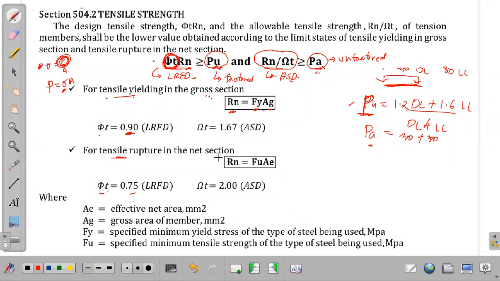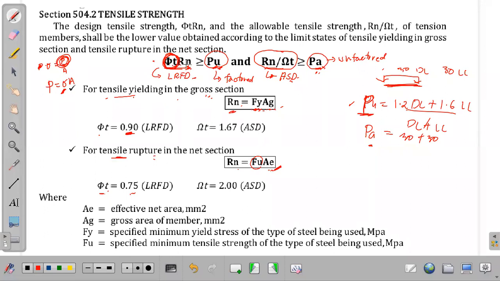The same with pagka ang pinag-uusapan natin is yung tensile rupture. Okay? Load is equal to stress times area. So ang stress natin dito is yung Fu pagka tensile rupture. Okay? Tapos yung area natin is the effective net area, Ae. This is in mm squared. Okay? So ganyan yung pag-solve for the value of Rn. For tensile yielding, Rn is equal to Fy, yung yield stress yung gagamitin natin, times the area gross. Pagka tensile rupture naman, sa net section fracture, Rn is equal to Fu times effective net area. Okay? So yan yung Rn.